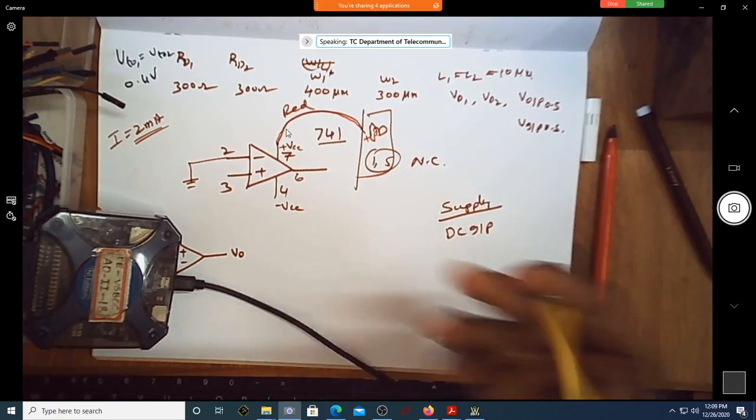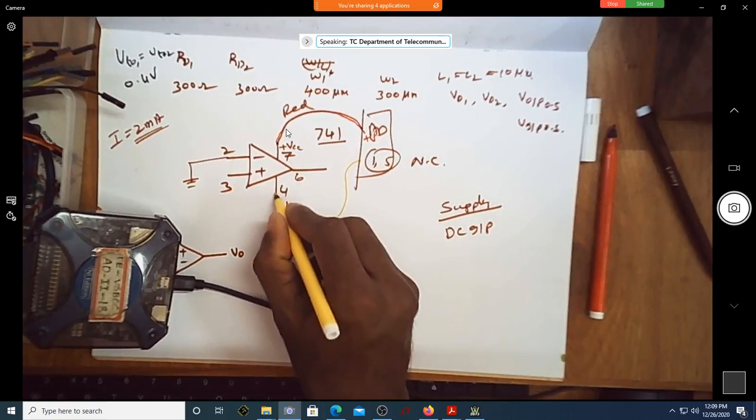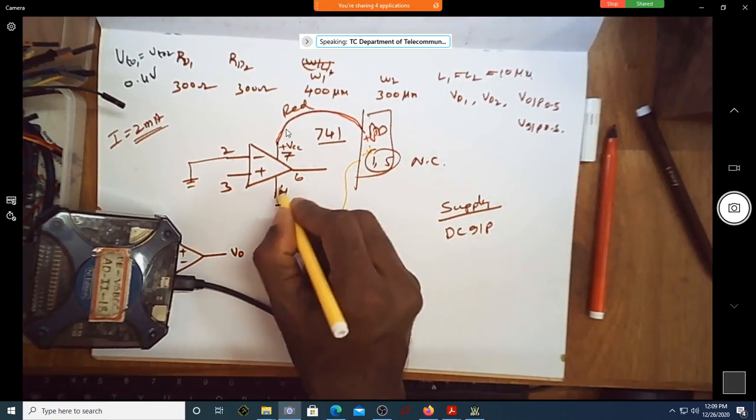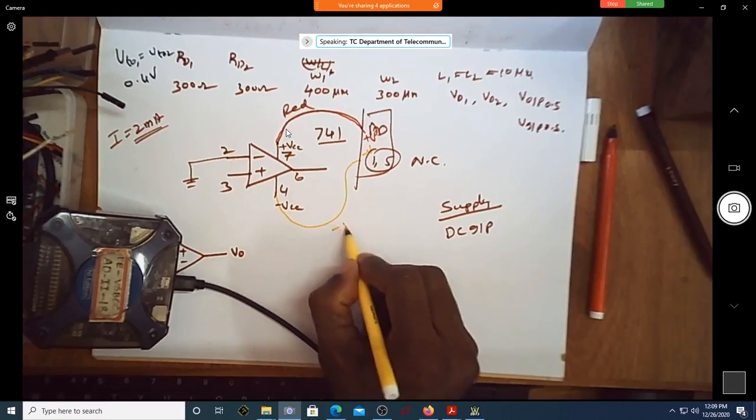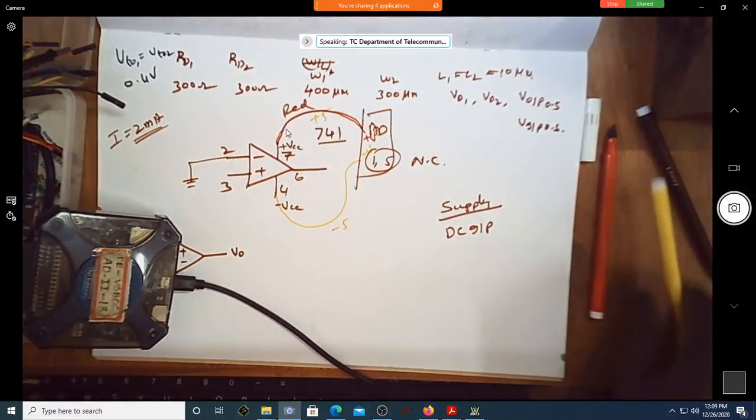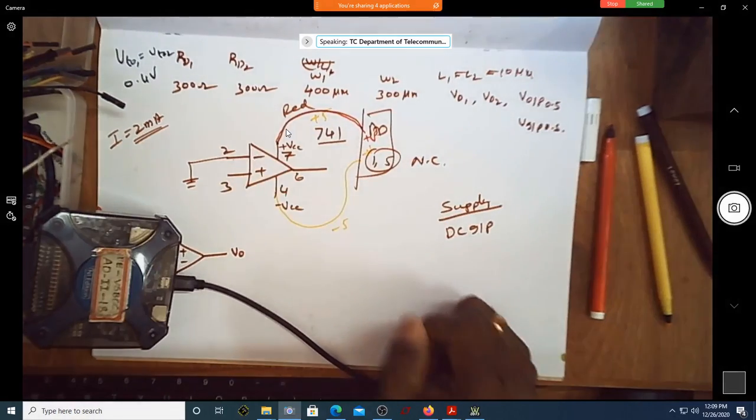Let me just draw the yellow one. This is minus V going to pin number 4. Can you see this is minus 5 volt. This is plus 5 volt. So we are done with the power supply.